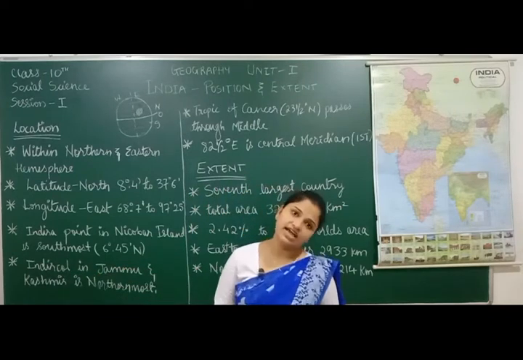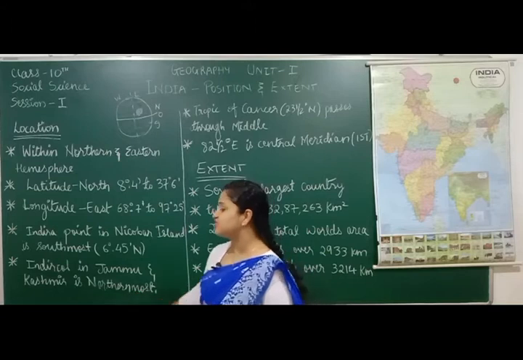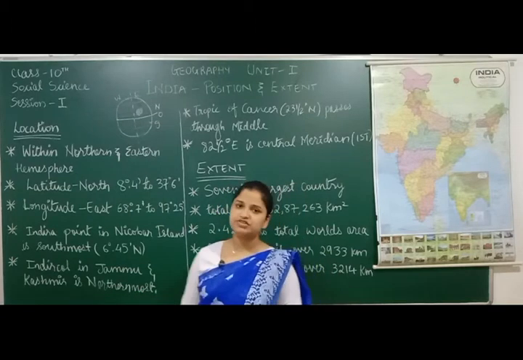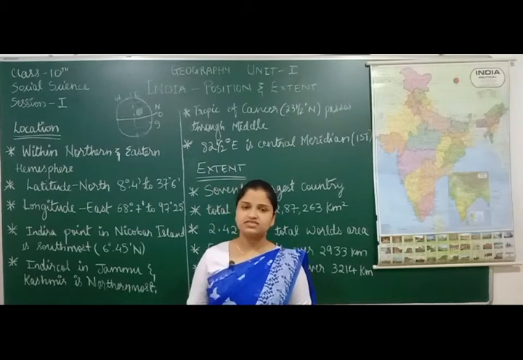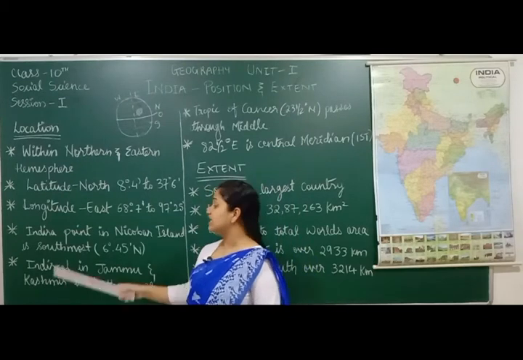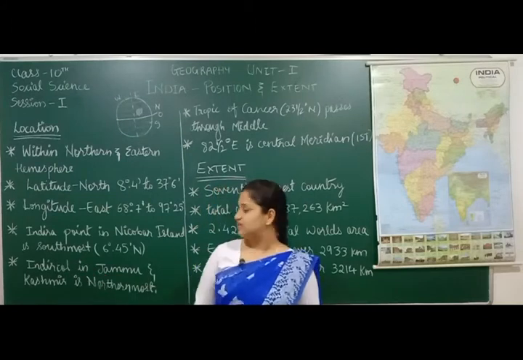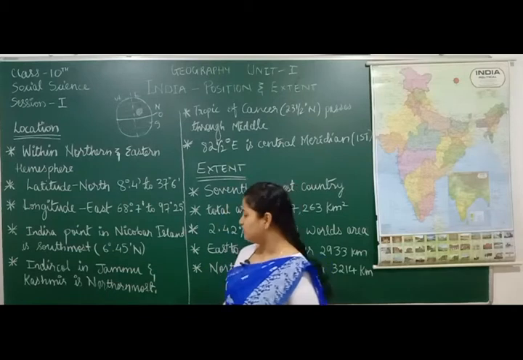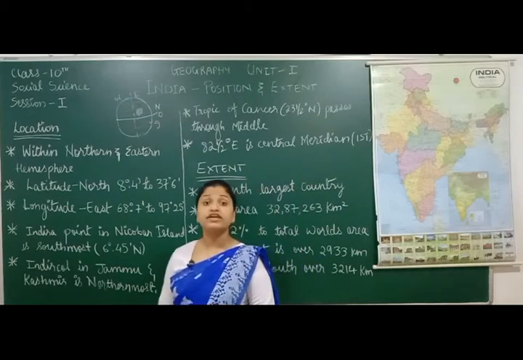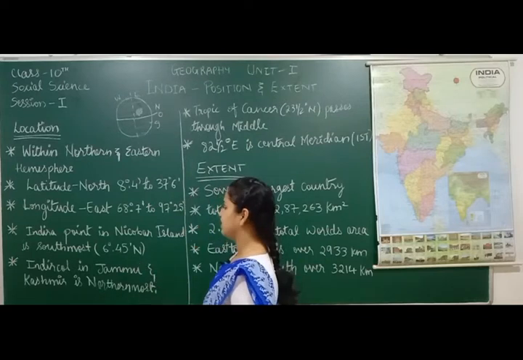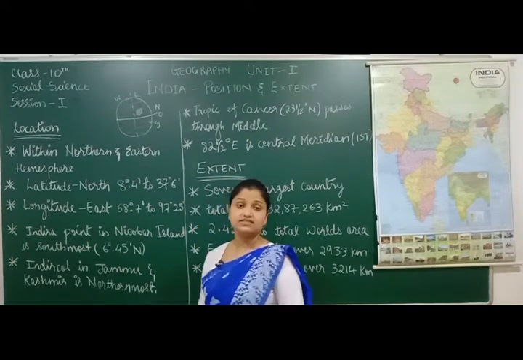Where does it lie? It lies in Jammu and Kashmir. Some part of Jammu and Kashmir India has, right? So in Jammu and Kashmir, the northernmost point is Indira Col. The extent is not given here, but Indira Col is the northernmost position of India, which lies in Jammu and Kashmir.